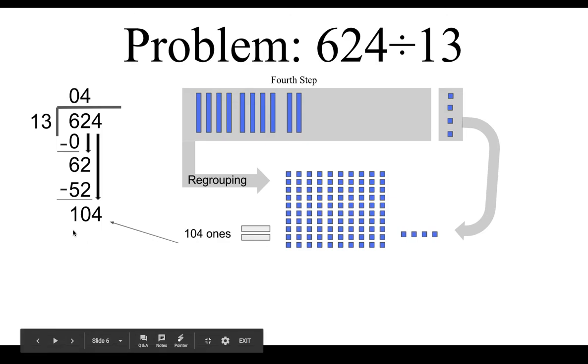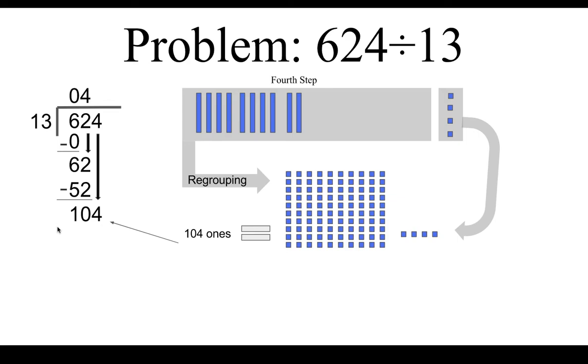So since 10 10s can't be divided equally into 13 groups, we need to again bring down the 4. And when we bring down the 4, we actually mean that we need to regroup 10 10s into 100 1s, and then add the 4 original ones to get 104 1s, which we can then indicate on the algorithm over here. And so now we can divide the 104 1s into the 13 equal groups, while we couldn't do that with the 10 10s.